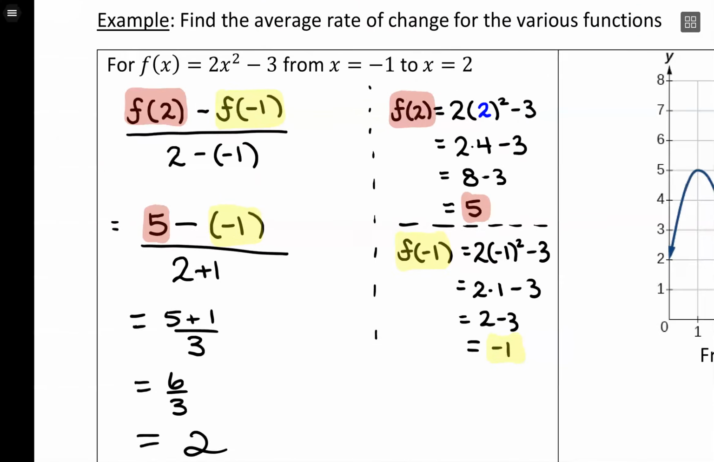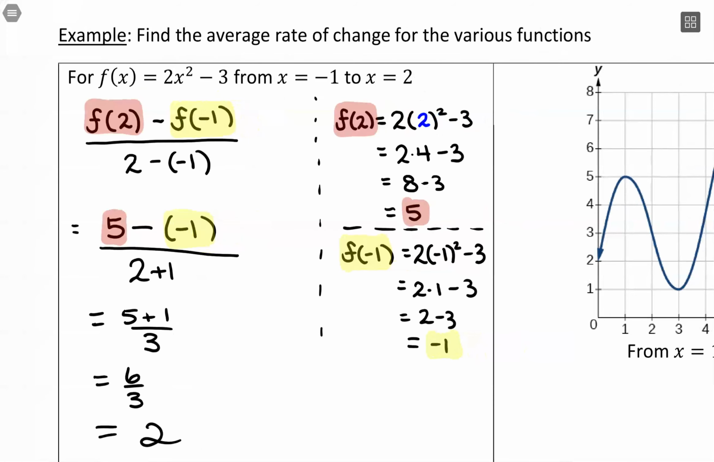So what that tells us is, okay, it's hard to define this without using the words that are actually in the name of it, because it is this average rate of change. On average, how is our function changing when we're looking at this function 2x squared minus 3, specifically over this interval negative 1 to positive 2.